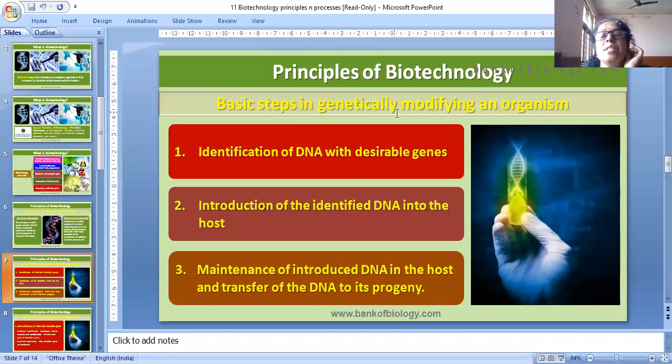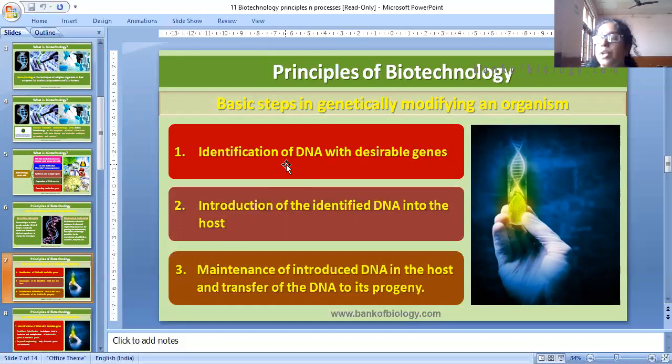And the basic steps in genetically modifying an organism. An organism can be genetically modified. Genetically modified means one gene can be added, or one gene can be corrected if any defect is there. New genes can be added, some genes can be removed. So, identification of DNA with a desirable gene. For this genetic modification, from any organism we have to identify DNA with the desirable genes.